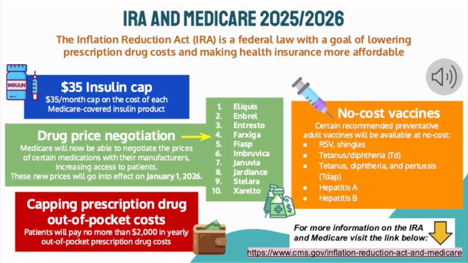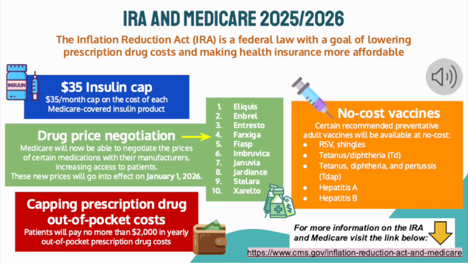Also, in 2025, we are going to see certain vaccines have no cost sharing under Medicare. So these certain recommended preventative adult vaccines that will be available at no cost include RSV, shingles, tetanus diphtheria combination vaccine known as TD, tetanus diphtheria and pertussis combination vaccine known as Tdap, hepatitis A, and hepatitis B.